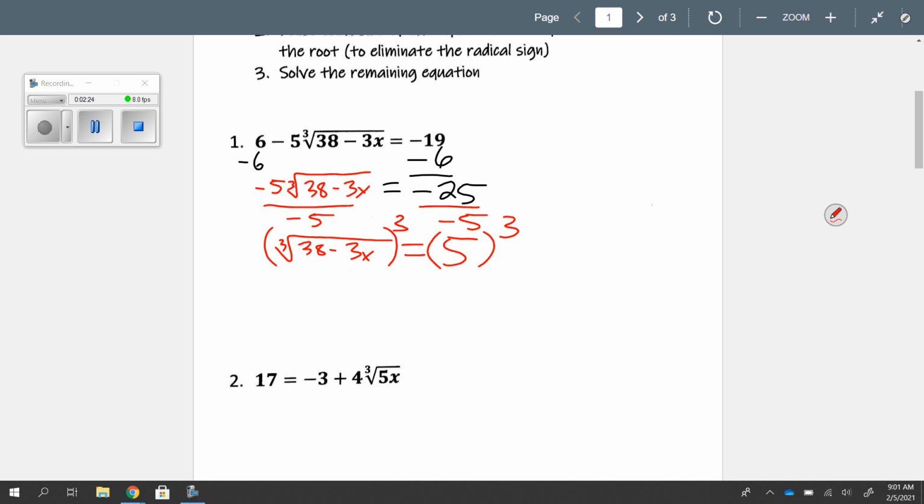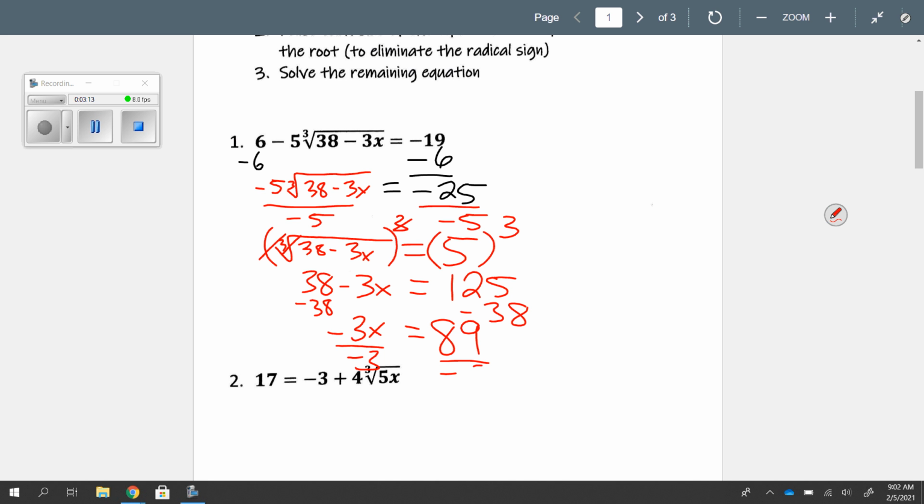All right, so the cube root of something cubed, these just cancel out. All right, and we're left with 38 minus 3x, all right, equals 5 to the power of 3. So 5 times 5 times 5. 5 times 5 is 25, and 25 times 5 is 125, okay? Then from here, it's just basic solving. We need to get x by itself. Minus 38, negative 3x equals, and then remember you can put this in the calculator, 125 minus 38, it equals 89. Then our final step is divide by negative 3, x equals 89 divided by negative 3 is negative 29. And we're done.